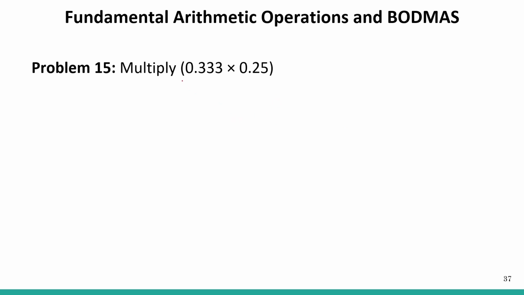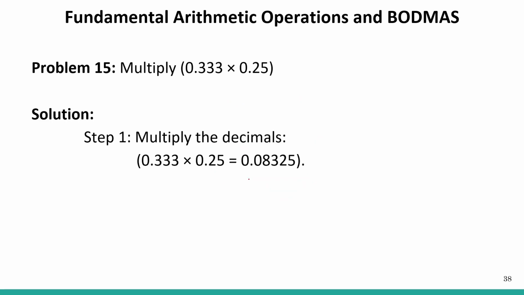First, what we need to do is remove the brackets. So 0.333 multiplied by 0.25 is equal to 333 by 1000 in fractional form and 25 by 100 in fractional form. What we do next is we multiply this. So 333 multiplied by 25 whole by 10 power 4. Okay, so this is the answer, 0.08325. This is the final answer.